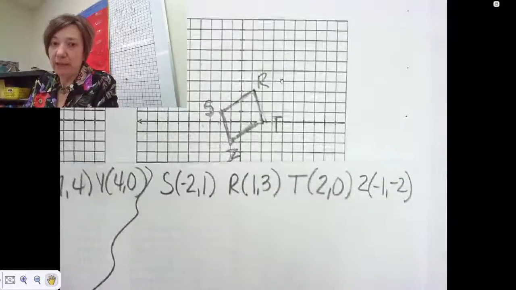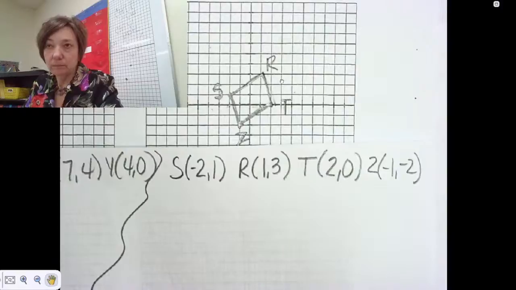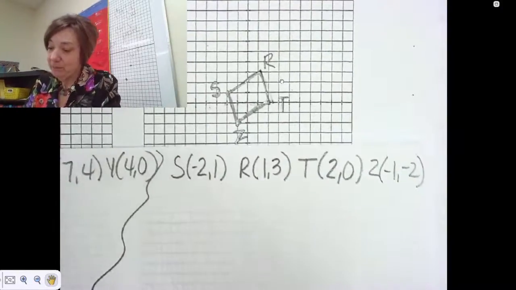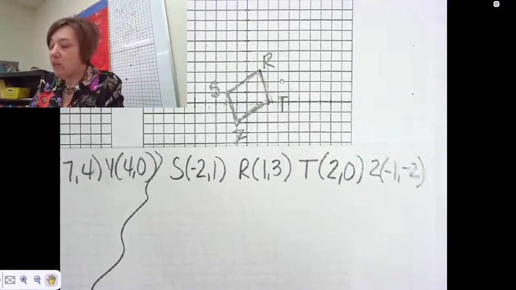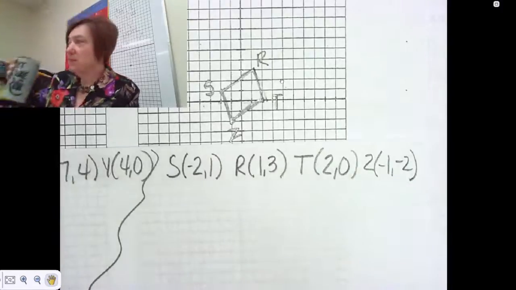Okay, this is what you should have. Well, then you did something wrong and you need to fix it. Okay, now on this one, what method does it say to use? Distance and slope.